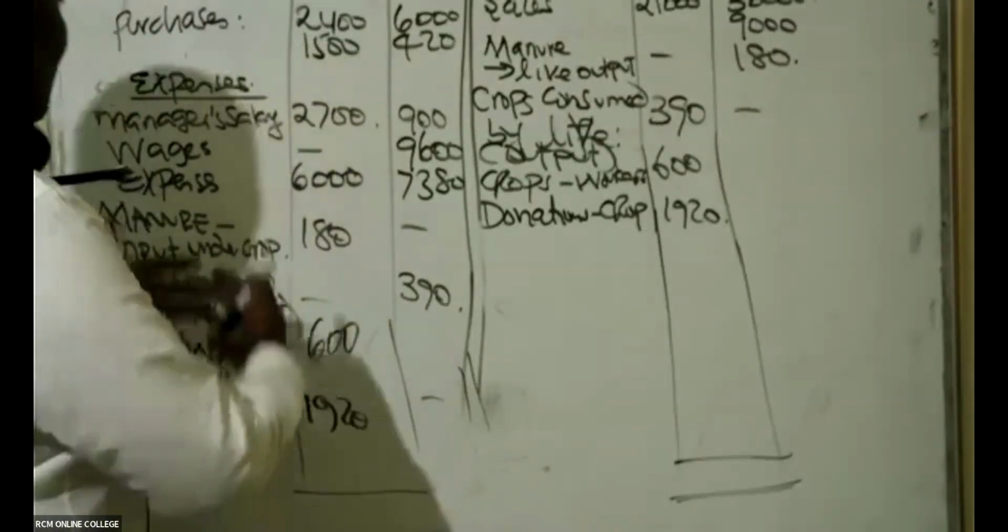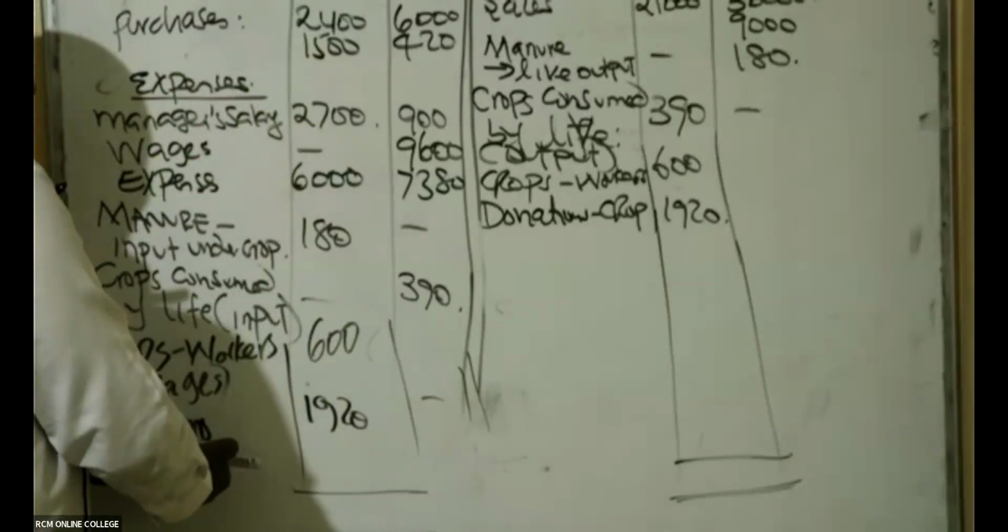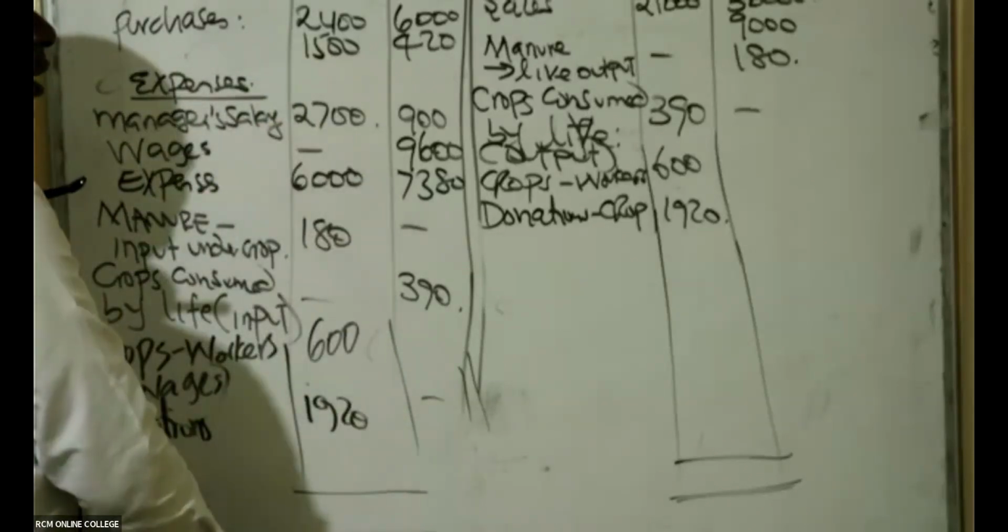So come to the expenses part, under book the donations again, under the crops.